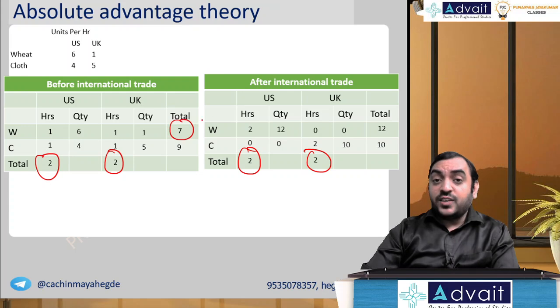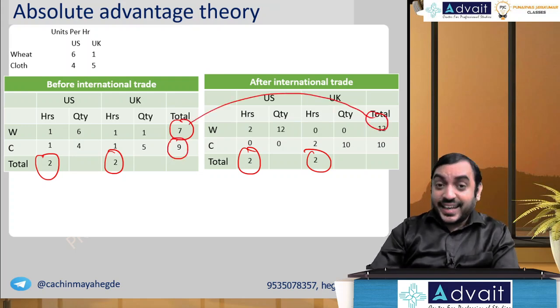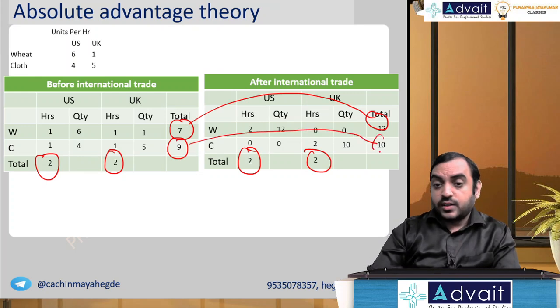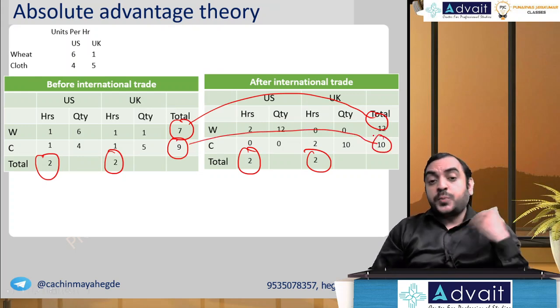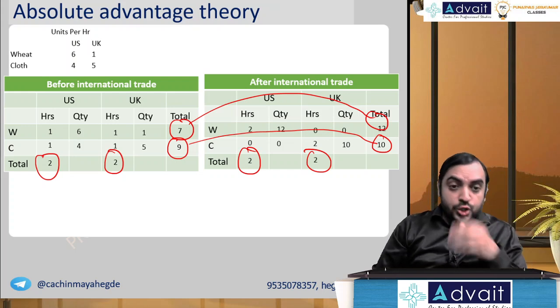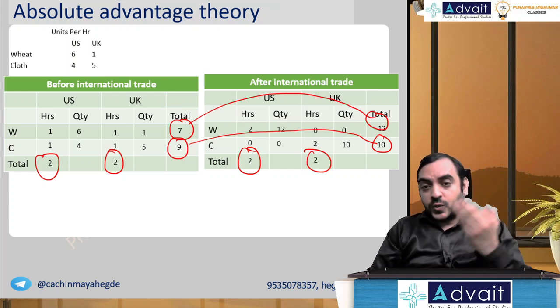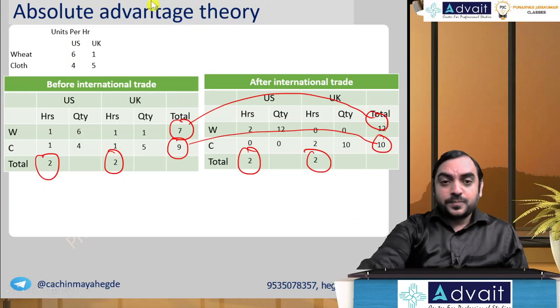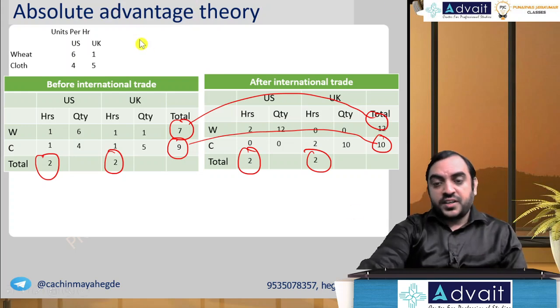Earlier only 7 wheat, now 12 wheat. Earlier 9 cloth and now 10 cloth. So by doing specialization, you could increase the output of wheat also. You could increase the output of cloth also. Write it down. See if you have any doubt.